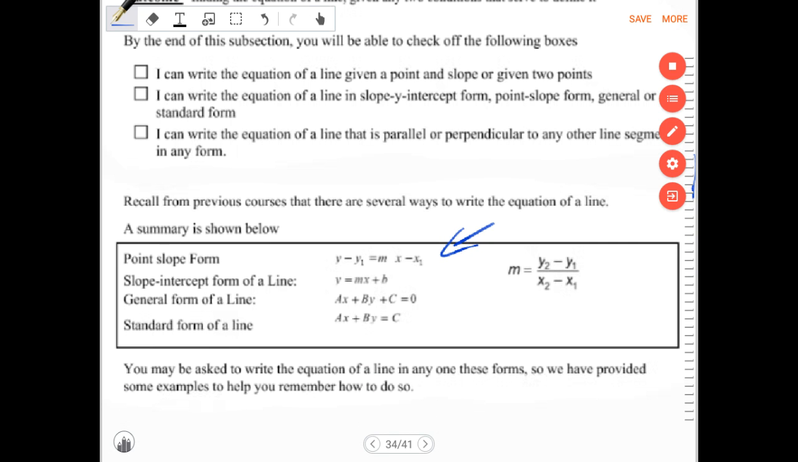Okay, so recall from previous courses, so you learned this first in grade 10. Okay, so point slope form of a line: y minus y1 equals m (x minus x1). I'm not sure why the bracket didn't show up here. The slope intercept form, y equals mx plus b. That one's probably very familiar. The general form brings everything over and equals 0, and then the standard form just brings that constant over, so the x and the y are on one side and the c is on the other. So you're going to have to write the equation of a line in any of these forms. I've got some examples in part 1 to help you do that.